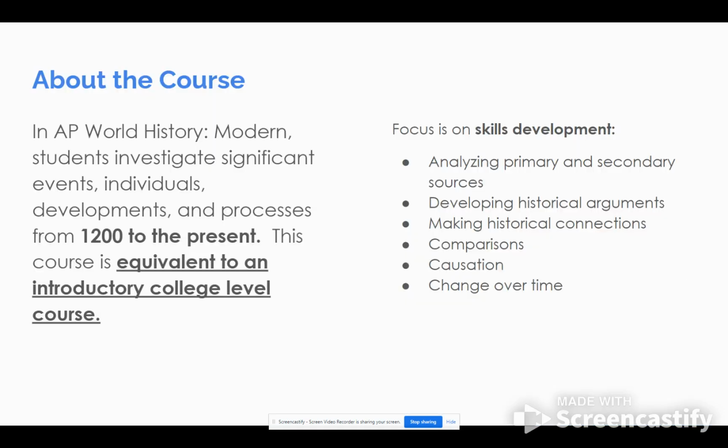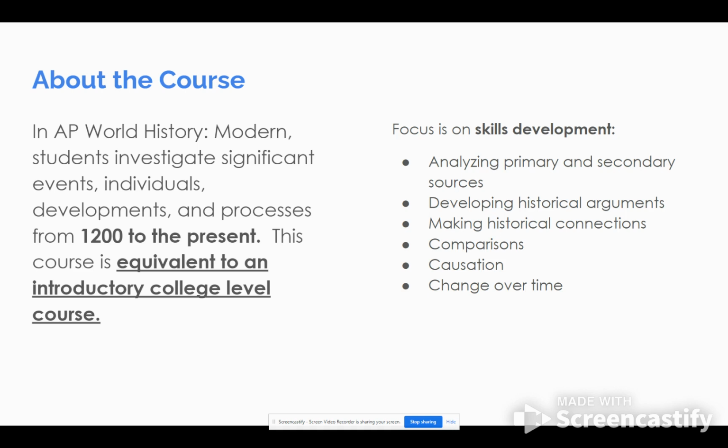The course itself is designed to really talk about world history events, processes, and developments from 1200 to the present. This seems like a lot of content, and it is, so we do move at a brisk pace. This class is designed by College Board to be equivalent to an introductory college level course, meaning we move at a sort of college level pace. We go through the content a little bit faster than you might be expecting in maybe a World History 2 or Honors World 2 class.